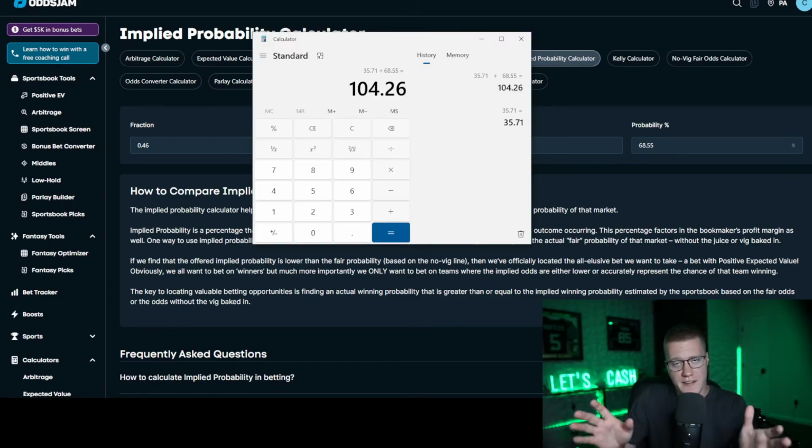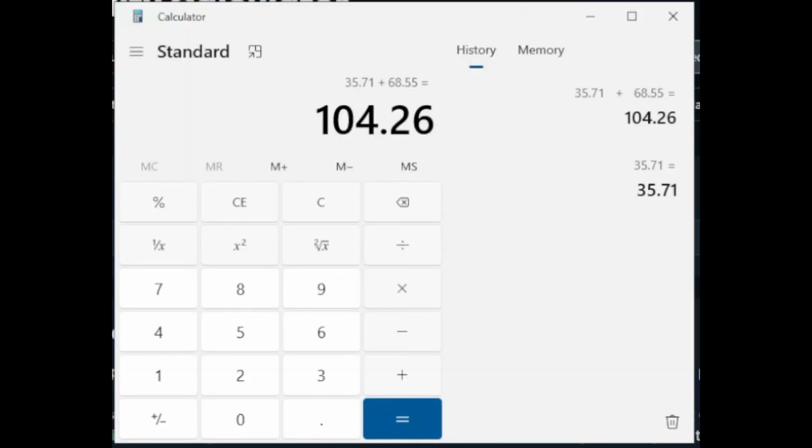So now let's talk about this. If you add up the percent odds for the Tampa Bay Rays to win and also the percent odds for the Cleveland Guardians to win, you would think theoretically this should be a 100% chance between the two, right? Because obviously they can't tie in a game of baseball. So when I add up 35.71 plus 68.55, I get a total of 104.26.